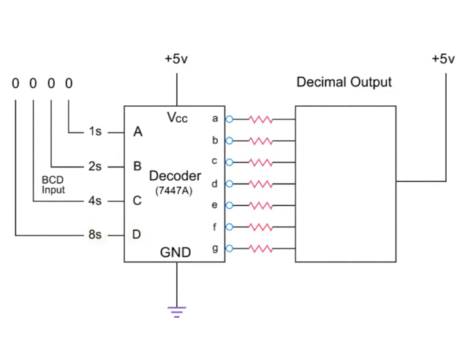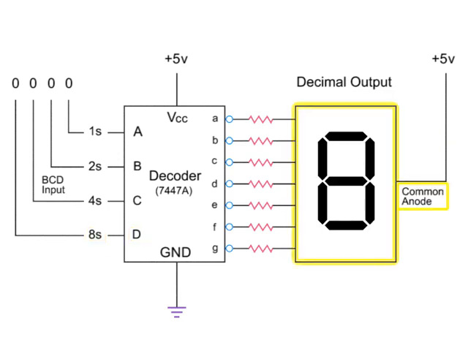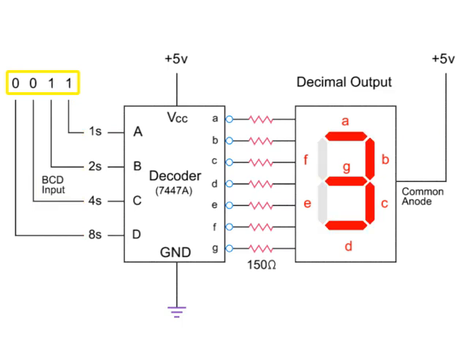The decoder is connected to a common anode 7-segment LED display with outputs wired through 150 ohm limiting resistors. The segments of the LED display are labeled A, B, C, D, E, F, and G. These LED segments will be activated when various BCD inputs are presented at the decoder side of the circuit and will form the numbers 0 through 9.